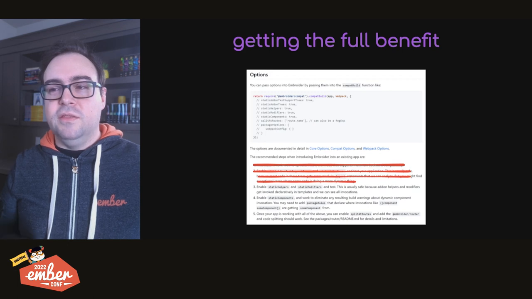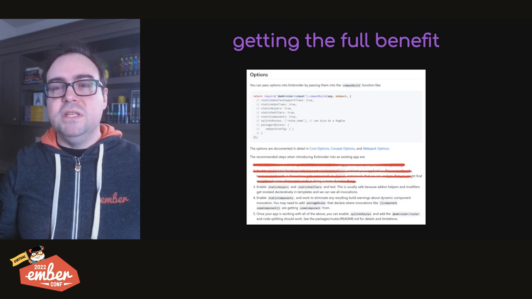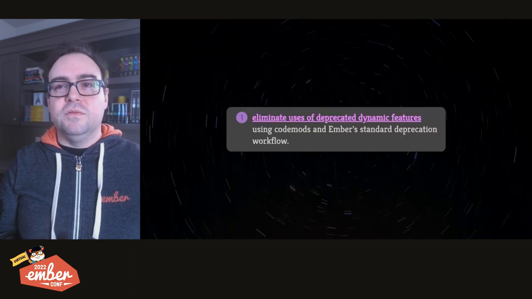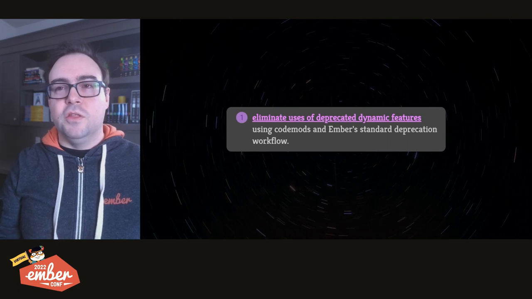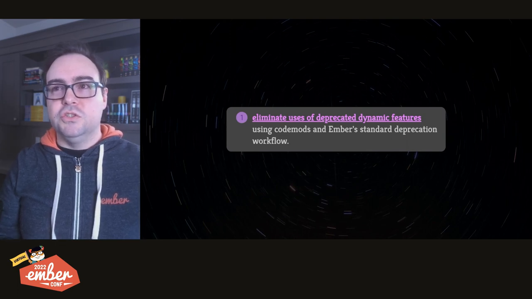They'll say something like, this add-on is not compatible with route-based code splitting, and they'll be quite rare because finalizing Polaris means that we've achieved broad support in the add-on ecosystem. Which means that this whole list will boil down to eliminate the uses of deprecated dynamic features using code mods and Ember standard deprecation workflow. In other words, the standard way of upgrading to a new edition.